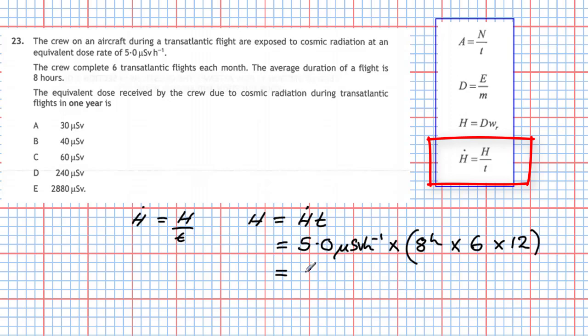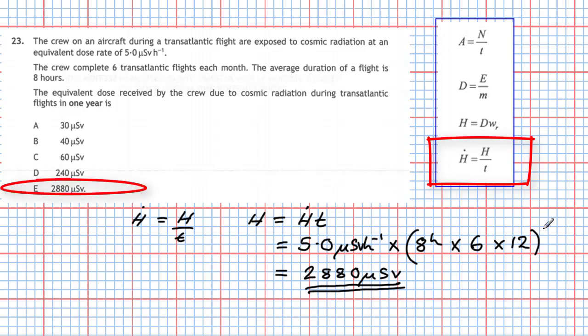And that's going to give us an answer of 2,880 microsieverts. So the equivalent dose that the crew receive from a year of flying those transatlantic flights is 2,880 microsieverts, and that's going to be answer 23E.